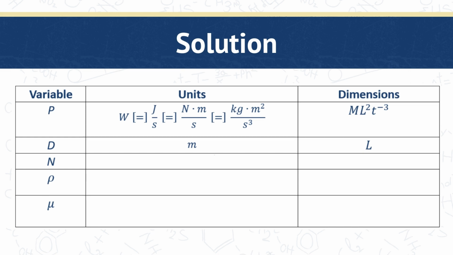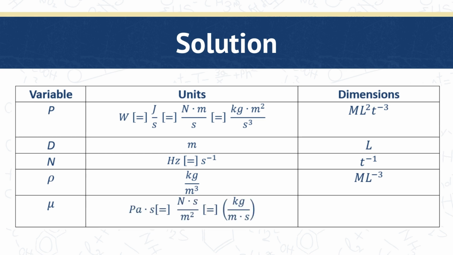The diameter is just expressed by the length or the meter, and n is just hertz since it is a number of cycles per unit time. Density is mass over volume, and the viscosity is pressure times time, and if we break pressure down, we get its dimensions.